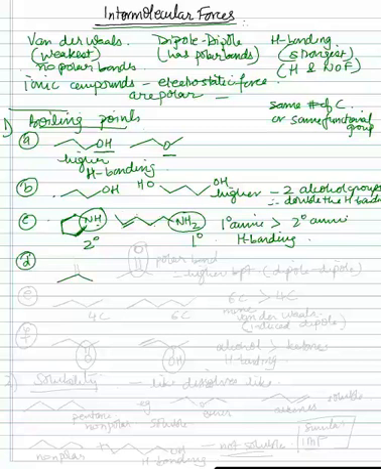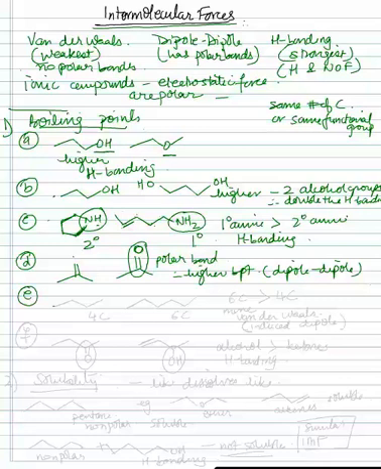Let's look at another compound. Between these two, both of them have a double bond, both of them have the same number of carbons, but this one has an oxygen, which leads to a polar bond. And because this is a polar bond, this has a higher boiling point. This is because of dipole-dipole interaction.